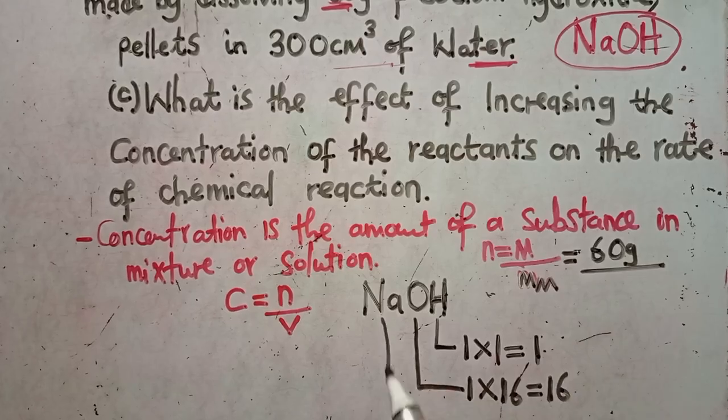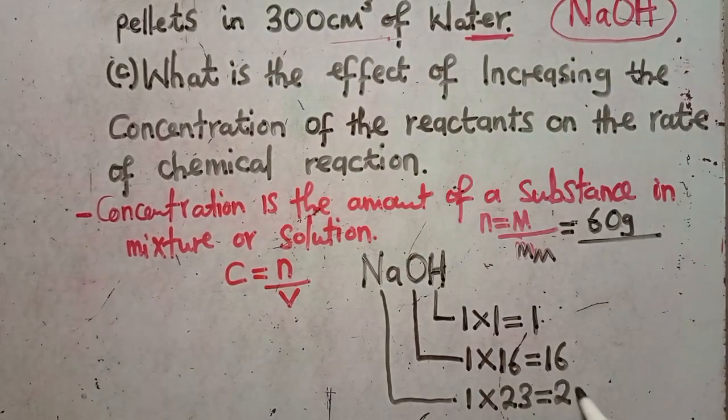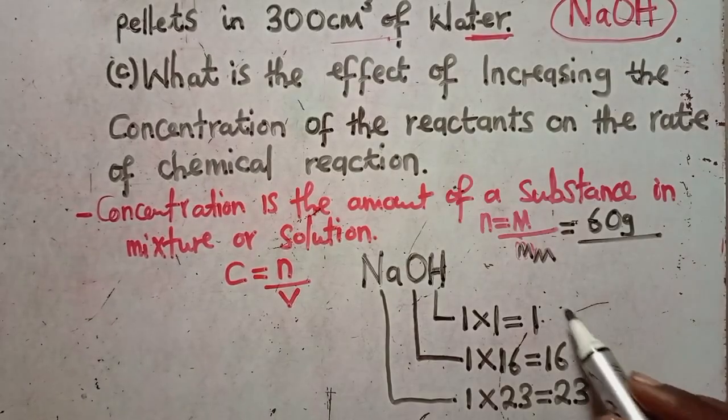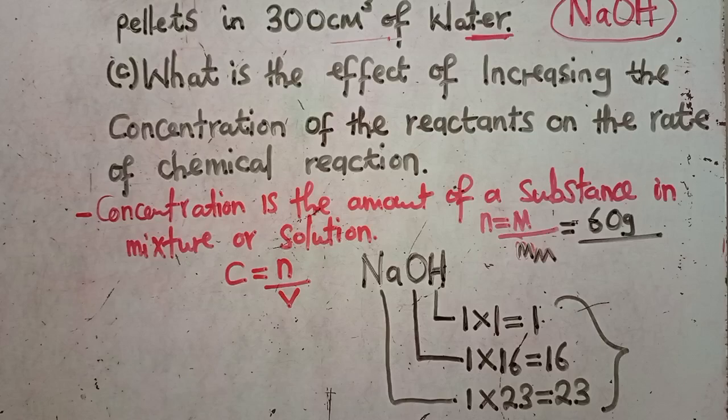So we go to this one. How many are they? Only 1. So what we are going to do, we say 1 times mass number 23. When we multiply, we get 23. So when we add everything here, what are you getting? You are going to use a calculator. You say 1 plus 16 plus 23. The answer you are getting is 40.